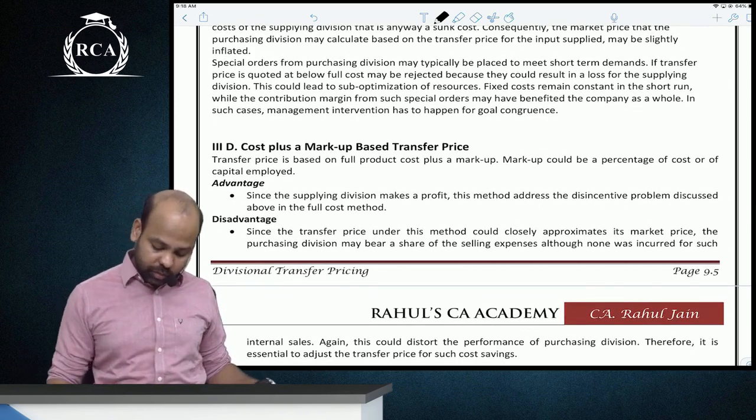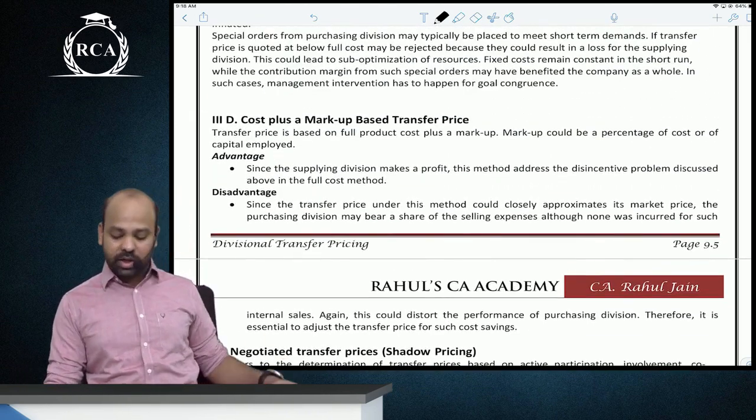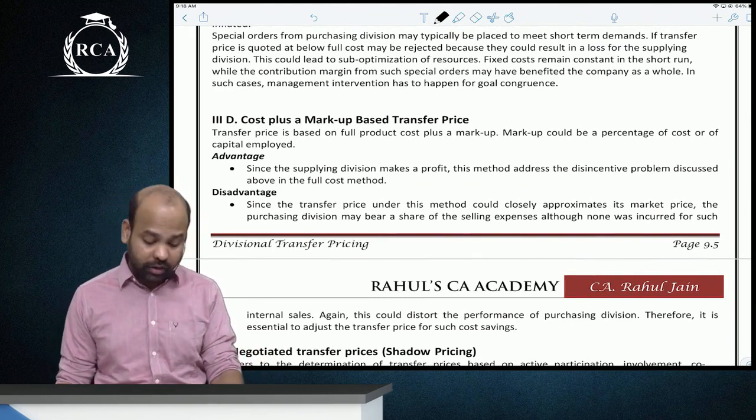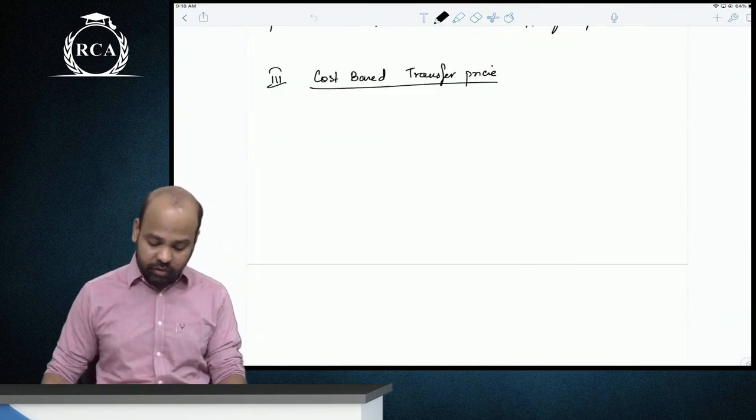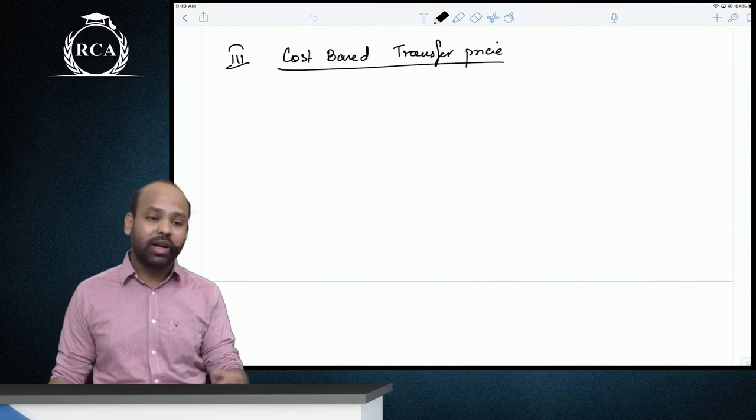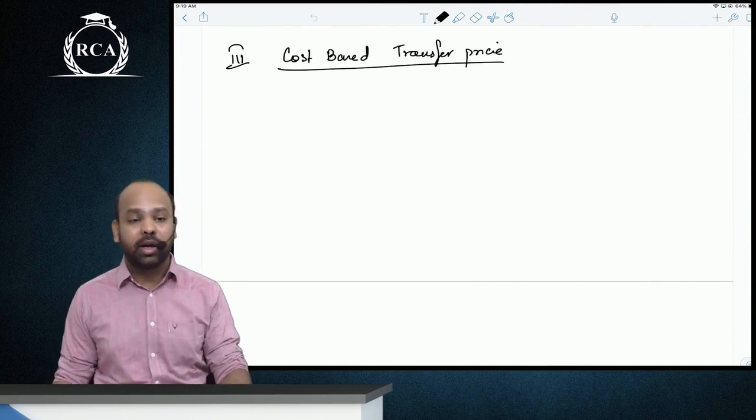Finally, this cost plus markup method. In the cost plus markup method, the problem that there was no incentive to the divisions is being solved. The problem that there is no incentive to the divisions is being solved under the cost plus markup method.